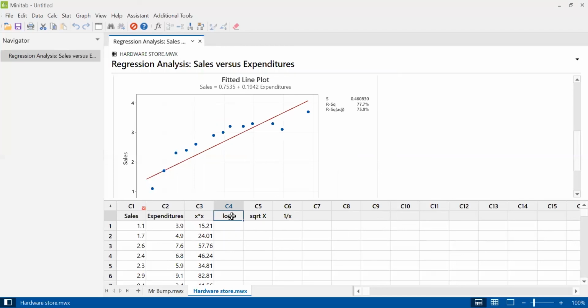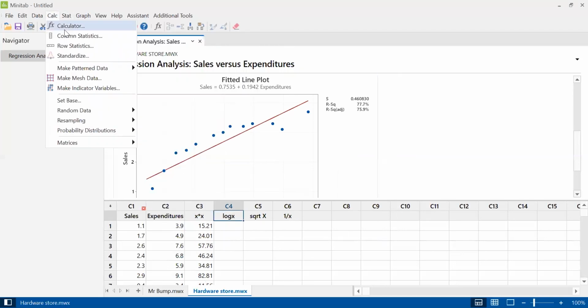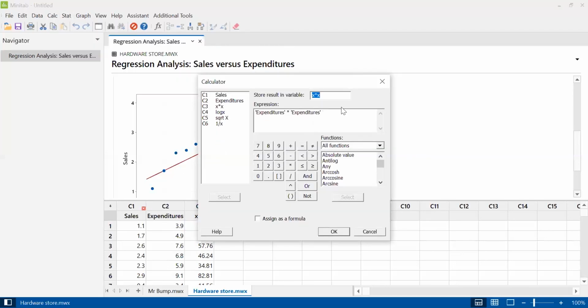Next, let's do log of x. So we go to Calc, calculator, and this time double click on log of x. There we go. For the expression, it is highlighted automatically. You can either use backspace to delete it totally, or you can just leave it like that. Don't touch it. Don't touch anything up there.